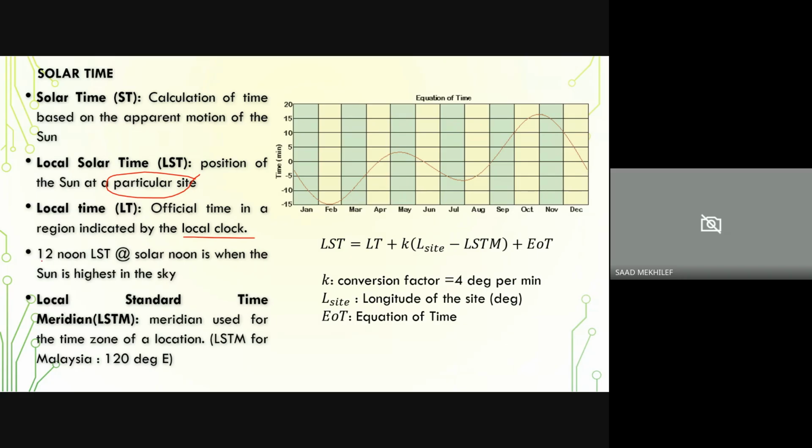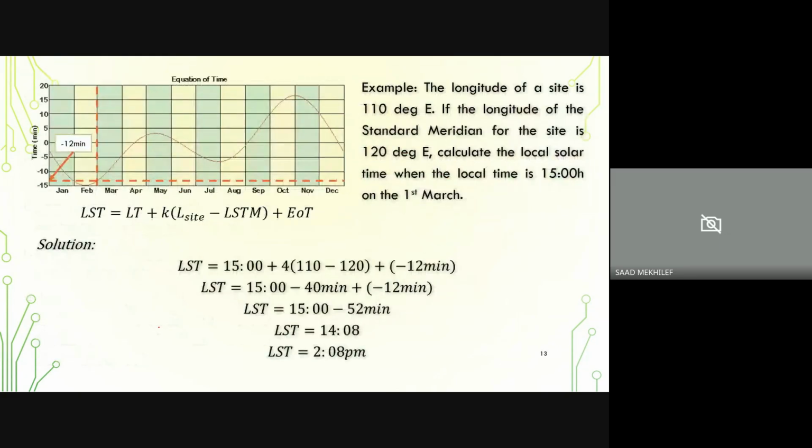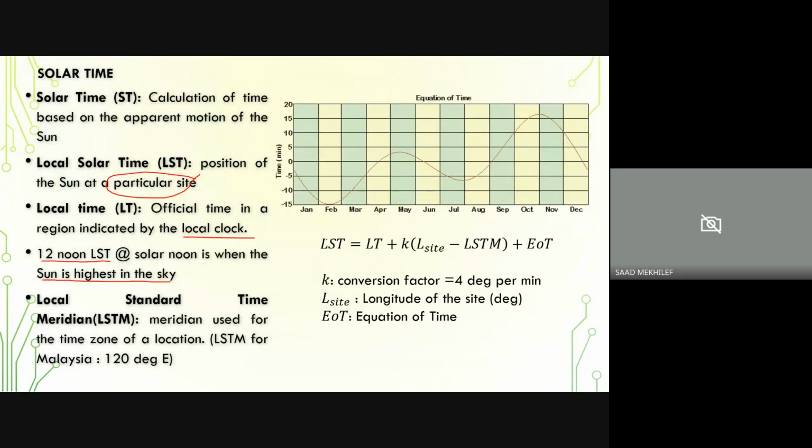For example, 12 noon LST, which is the local solar time, is solar noon, when the sun is at its highest in the sky. So this is the definition of the LST. And then we have the LSTM and so on. And this is given by this equation. We use this equation actually.